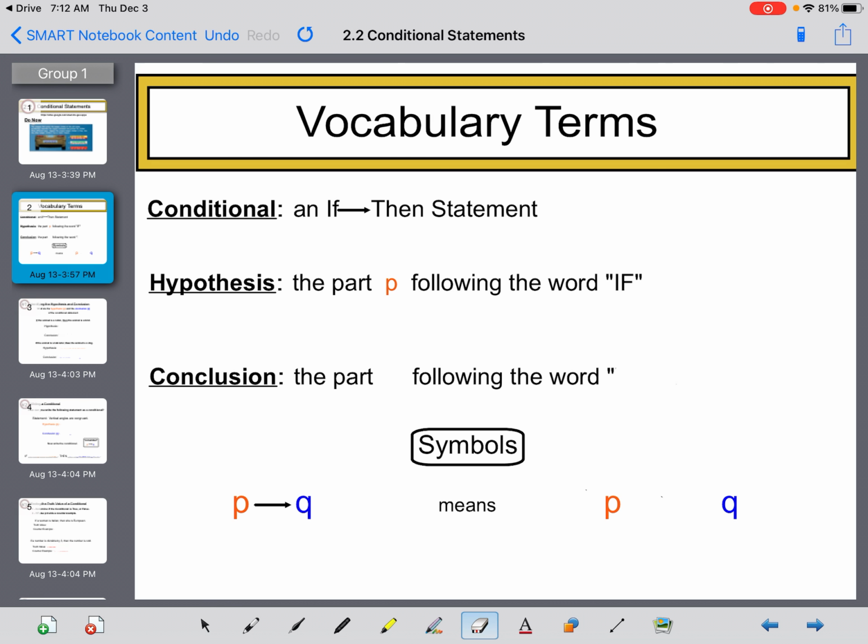Okay, and again, we're going to break this all down in a second, so don't worry if this is a little bit confusing to you at this point in time. The conclusion is the part Q following the word then. Okay? The way we write conditional statements, if-then statements, notice there's an arrow here, okay, is exactly like this. P with an arrow going to Q. And what that means is if P, then Q. So if P happens, then Q happens. Okay.